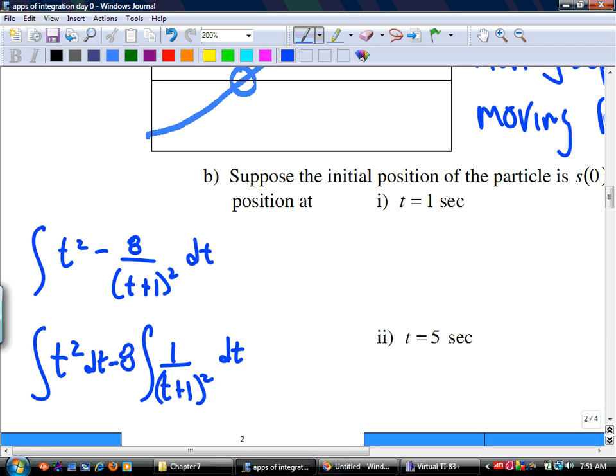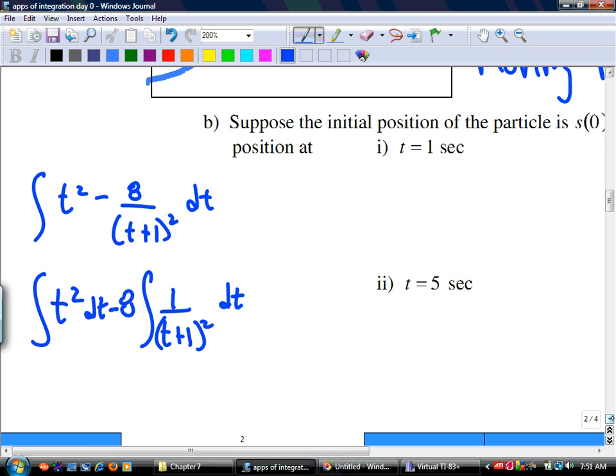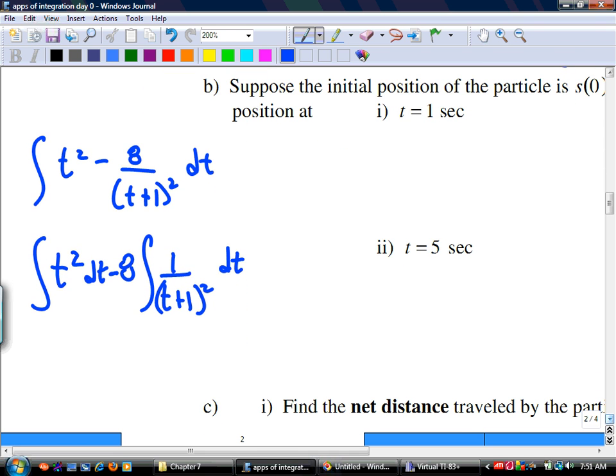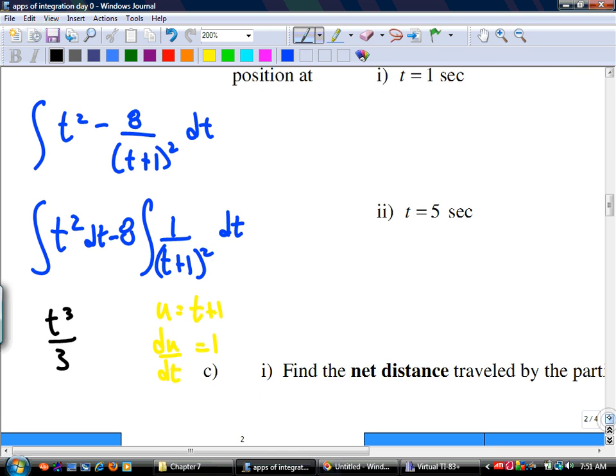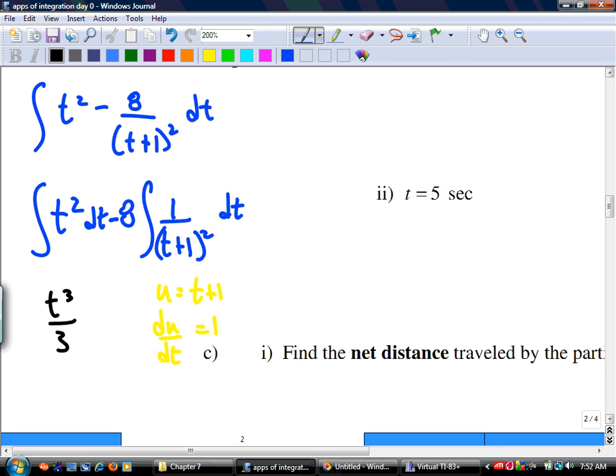So, the antiderivative of t squared is t cubed over 3. Can you look at the antiderivative of 1 over (t plus 1) squared and tell me the answer? Yeah, neither can I. Well, I can, but I'm not going to do it. That's intimidating if I start doing that. Let u equal t plus 1. So du over dt equals 1. What is it going to be? Negative 1 over t plus 1.